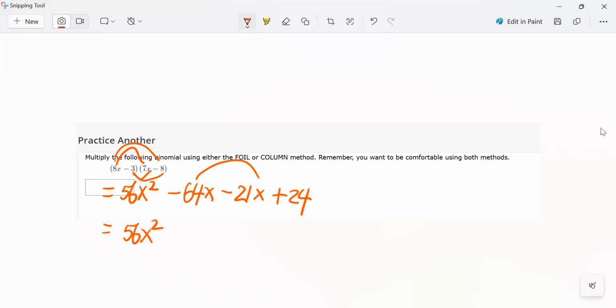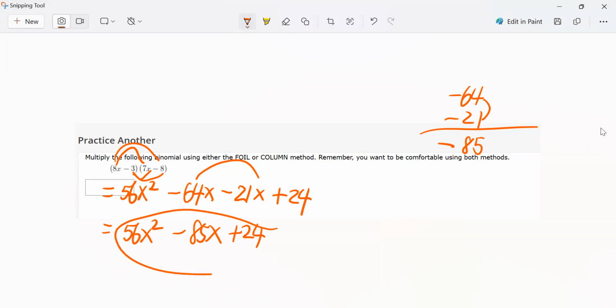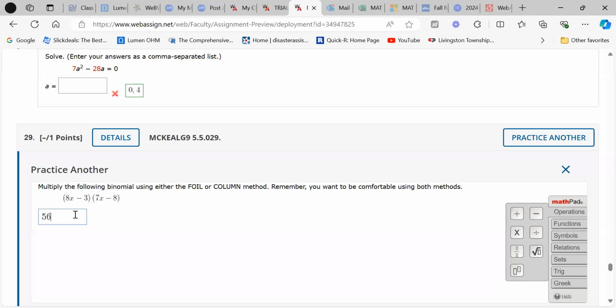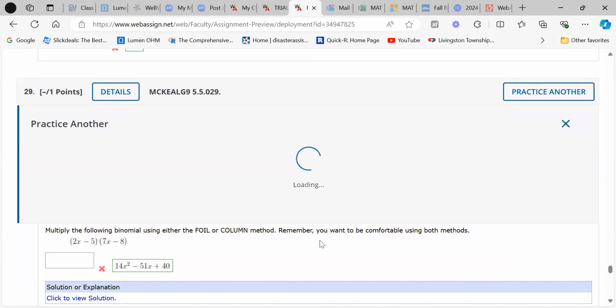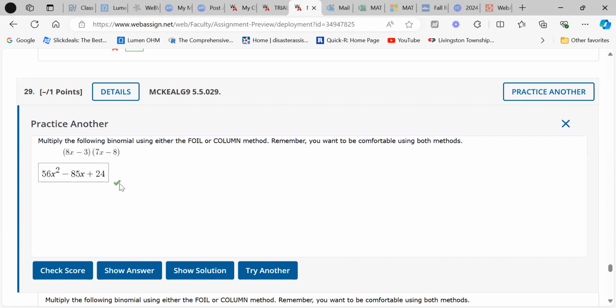56x squared, minus 64x minus 21x. Keep the sign, adding those two numbers, 64 plus 21, 85, right? So it's minus 85x adding to it. Any question about this? Yeah, 56x squared and minus 85x. And then adding 24. Okay, let's do it. Yeah, it's the correct solution right here.